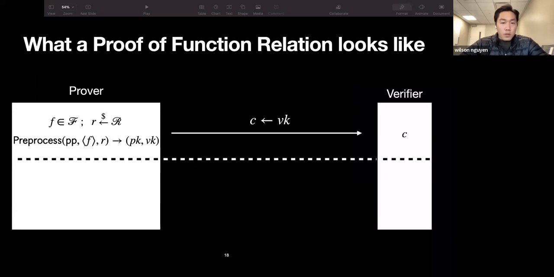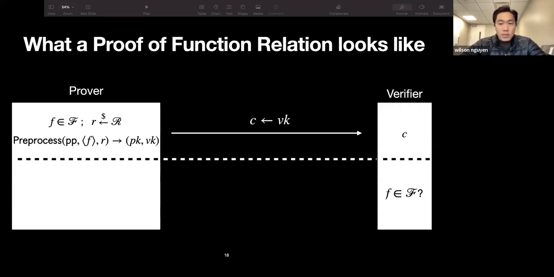So what would that look like? This is mirroring the previous slide we had. The prover has some function, randomness R. It has some type of encoding of the function, which we denote by these brackets here. They pre-process this function with this randomness to produce a proving key and verifying key. This verifying key is sent over as a commitment.